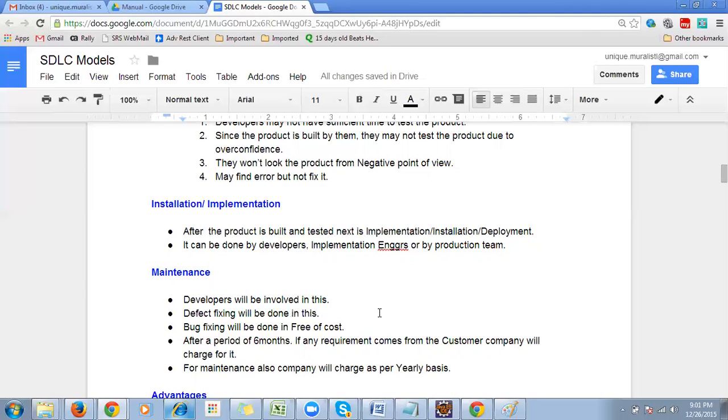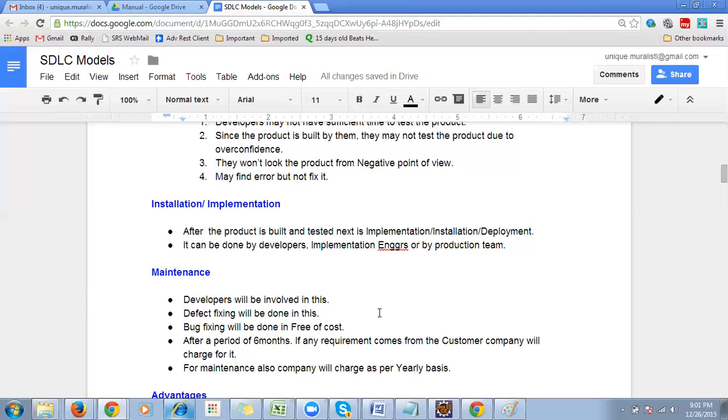Who can be involved in the implementation team? If there is no specific implementation team, the developers, the production team, or the QA team might be involved. They will send instructions on how the installation should be done at the customer level, and they will also provide it.